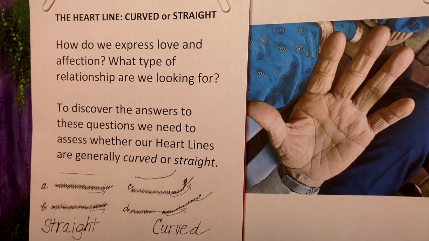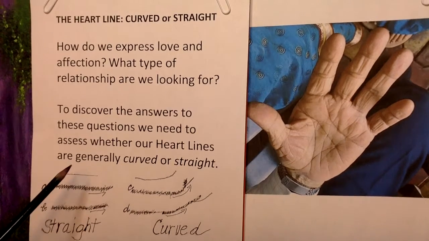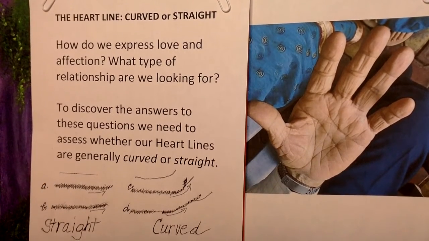Okay? On your screen, you see it says, how do we express love and affection? What type of relationship are we looking for? To discover the answers to these questions, we need to assess whether our heart lines are generally curved or straight. Now, what I've done here is drawn how some heart lines may look. I don't want you to just see the perfect ones. We want to see those that appear to be a little imperfect, but everything is in a proper order.